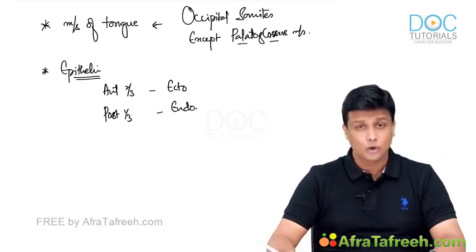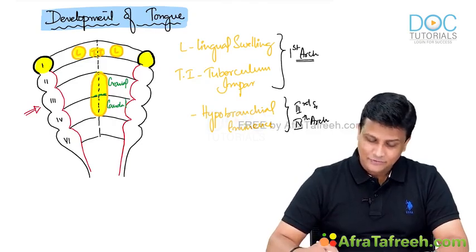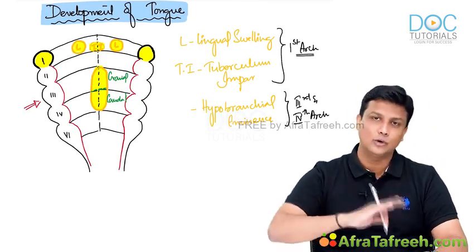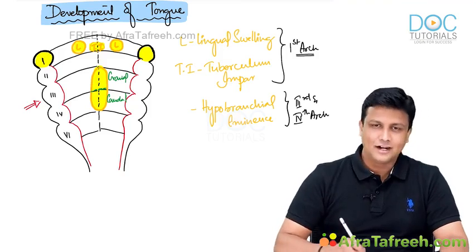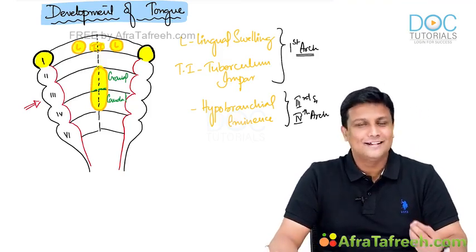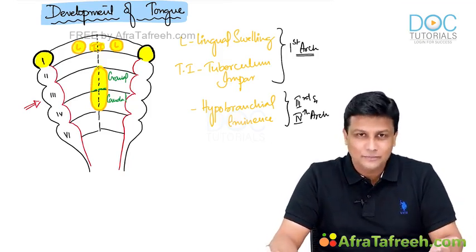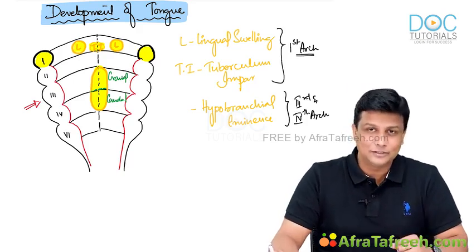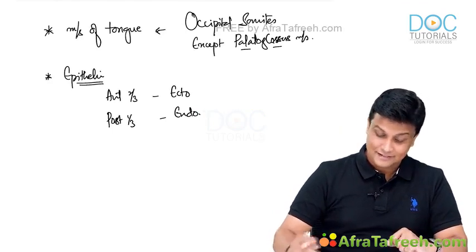So how can you tell so confidently here? That's the reason why I told you in the very beginning of this topic that the first arch is covered on either side, on the outside as well as inside, by ectoderm. That is the reason why the anterior 2/3 of the tongue, which forms from the first arch, is covered by ectoderm. So the lining epithelium is from ectoderm. And the remaining part of the tongue, that is the posterior 1/3, is covered by endoderm. So the lining epithelium is derived from endoderm. That makes sense.